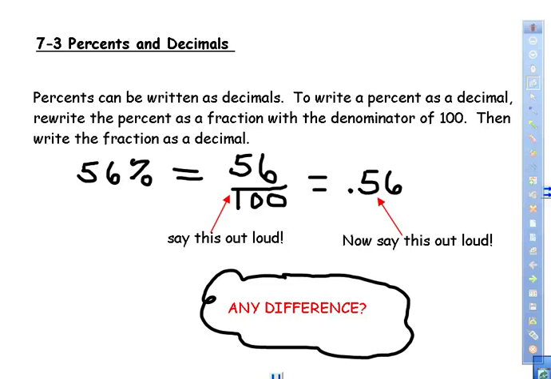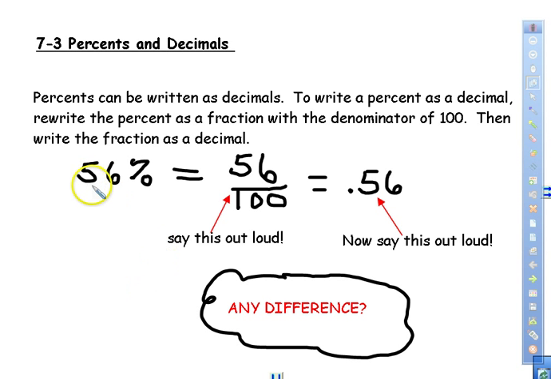Well, good afternoon. This is 7/3, percents and decimals. So what I want you to do is go ahead and hit pause and copy this down. Well, the first part says percents can be written as decimals. To write a percent as a decimal, you have to rewrite the percent as a fraction with the denominator of 100. Then write the fraction as a decimal.